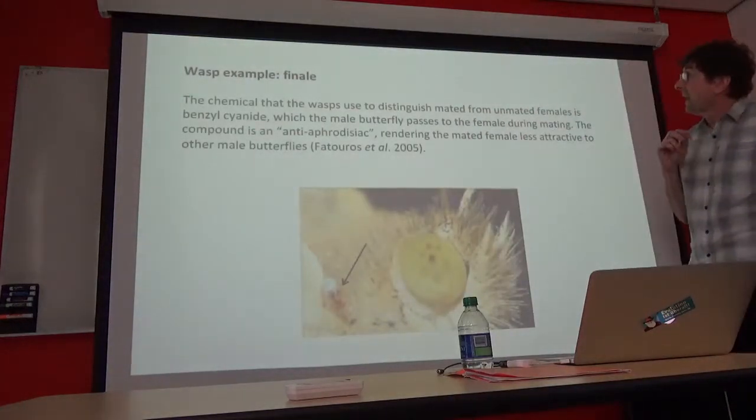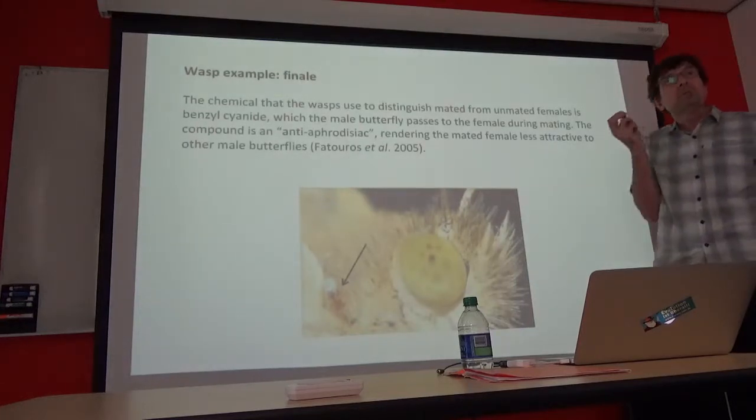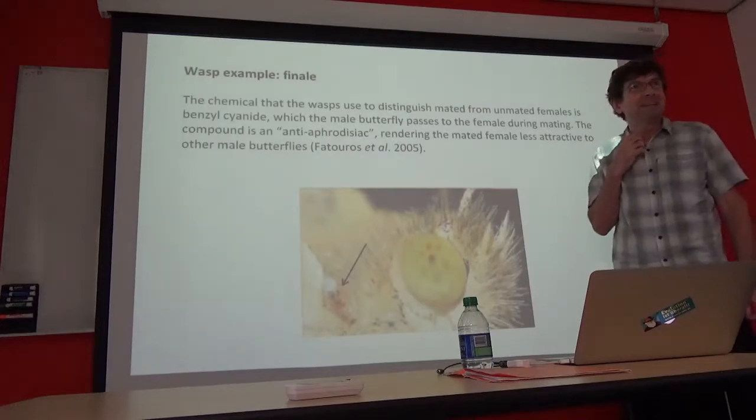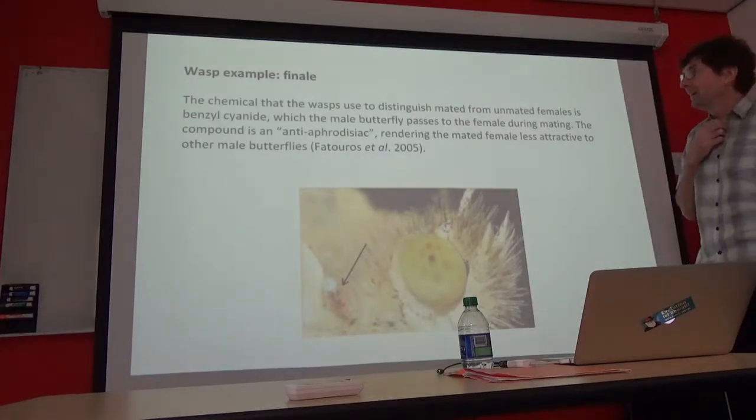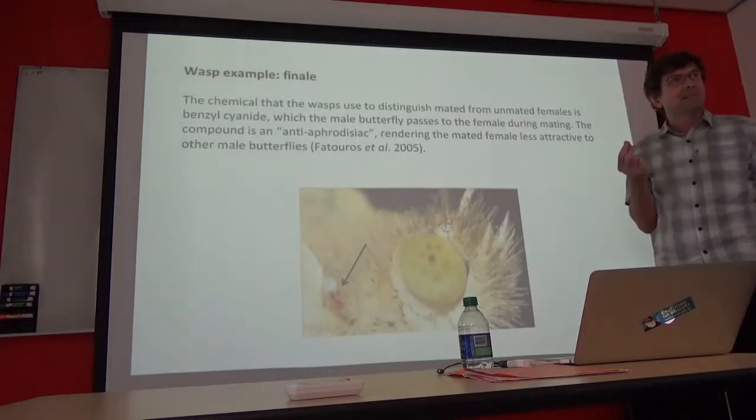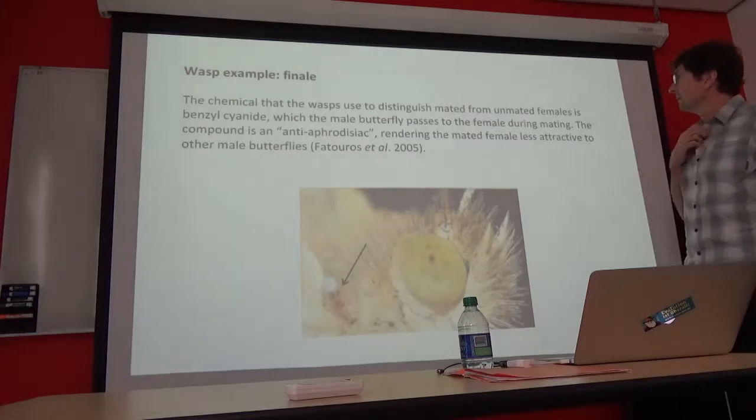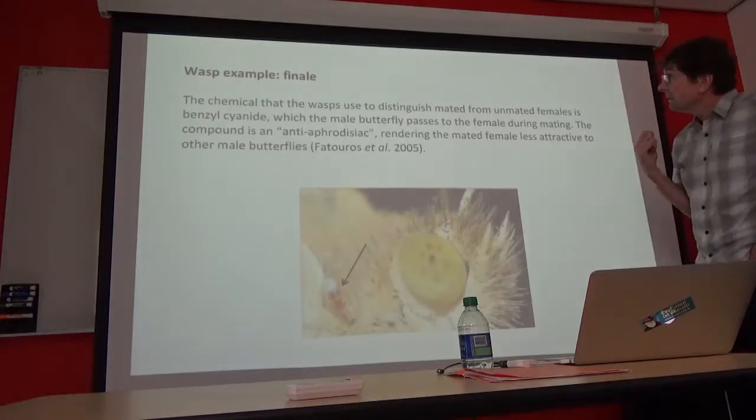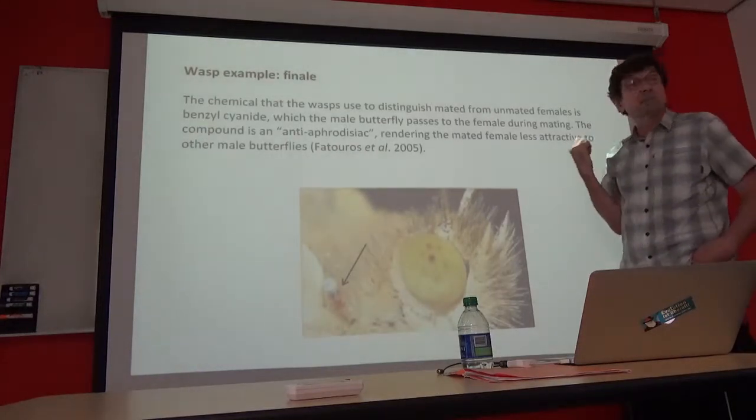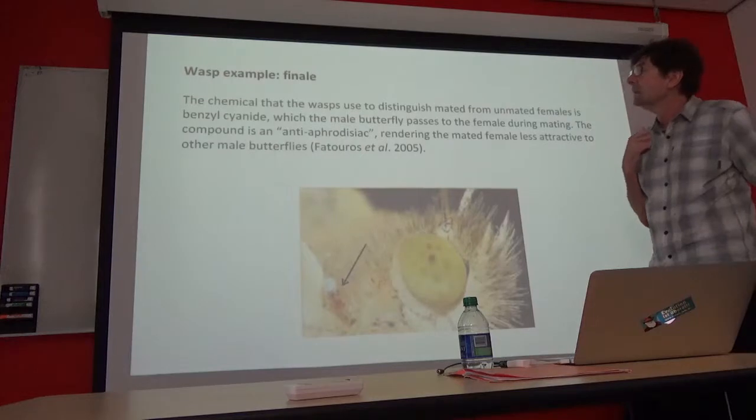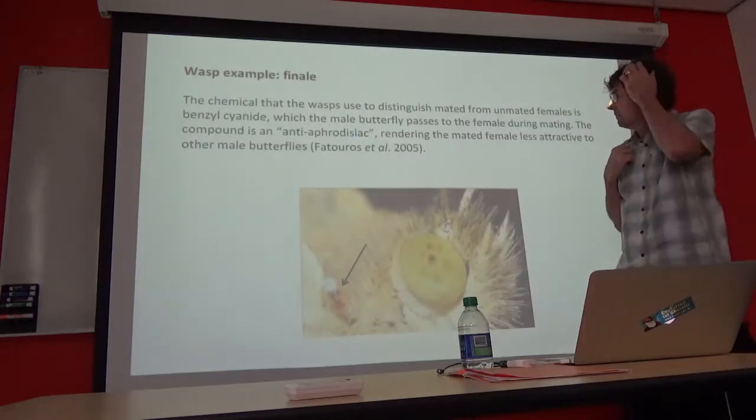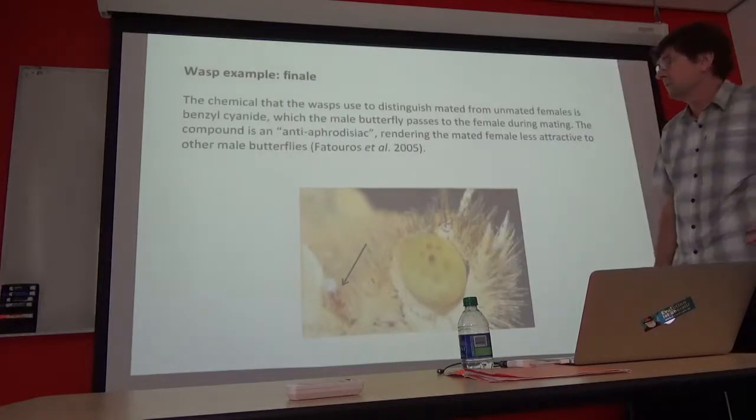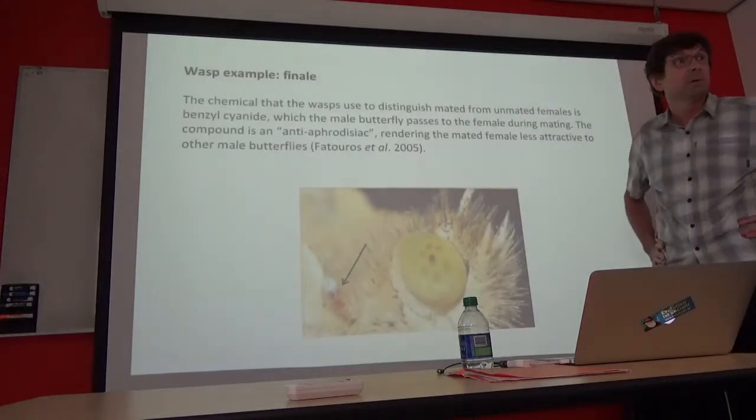I just wanted to add a little bit of biology, because you might be wondering, how does this wasp actually tell the difference between a mated and an unmated female butterfly? And it turns out it's the guy's fault. When butterflies mate, males deposit benzyl cyanide on the females, and that has the effect of making them less attractive to other males, so that it reduces the probability that the female will remate.